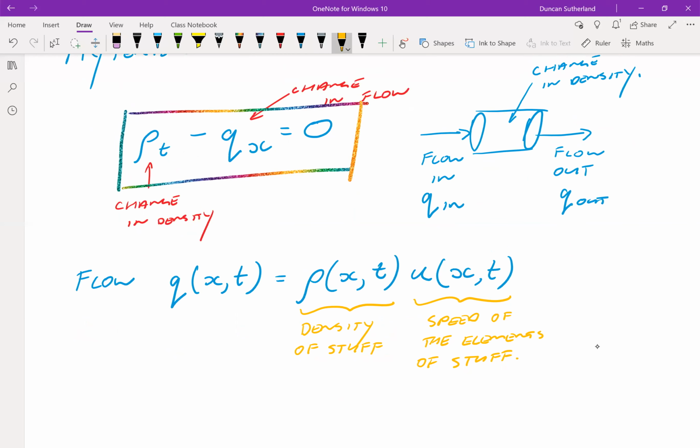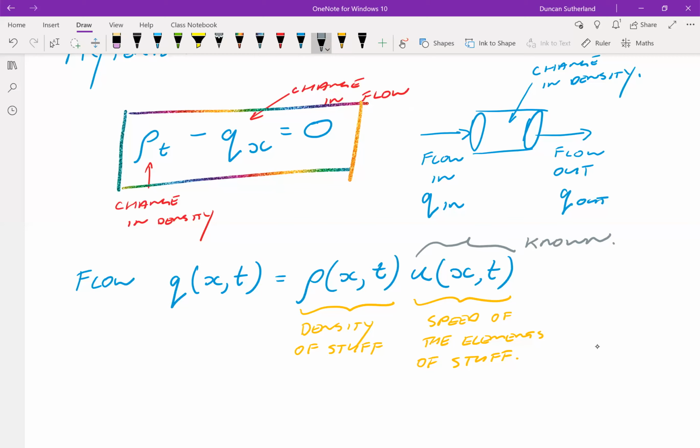Obviously, we want a PDE for density alone, right? So we want to simplify this PDE, get rid of the Q, and obtain an expression for rho only. A common assumption is that U is known, right? We know the speed of the individual elements, and then it's a simple substitution job.